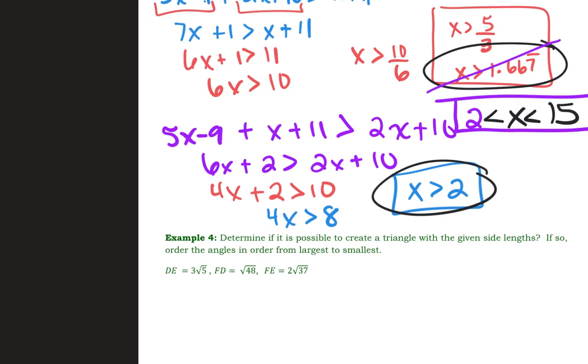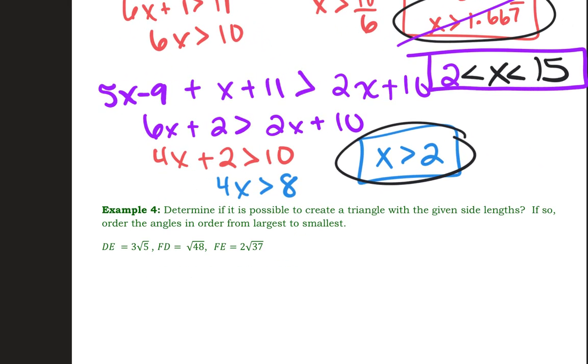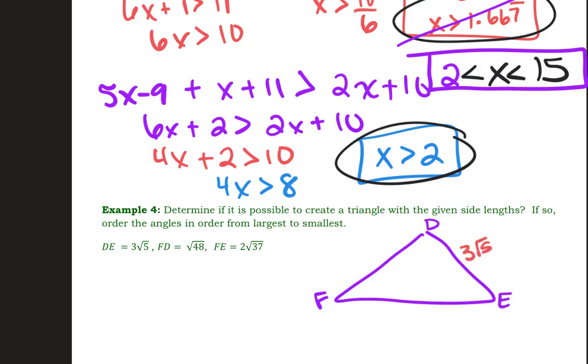All right, and then the last thing. This one says, determine if it's possible to create a triangle with the given side lengths. If so, order the angles from largest to smallest. So what are my 3 letters that should be surrounding my triangle? What's the name of our triangle here? D, E, F. Doesn't matter where you put them. Just mark one D, one E, and one F. It's okay if yours was in a different order. Between D and E, we're going to write 3 square root of 5. Between F and D, we're going to put the square root of 48. And then between F and E, we have 2 square root of 37.